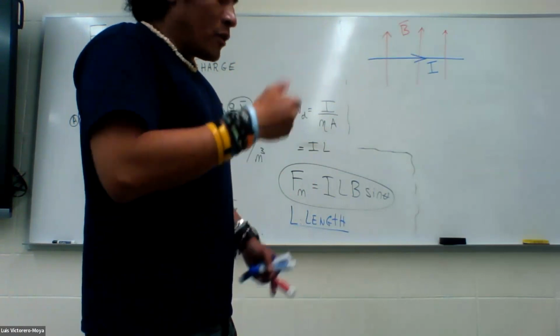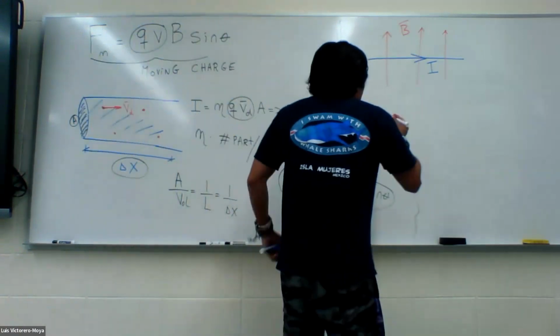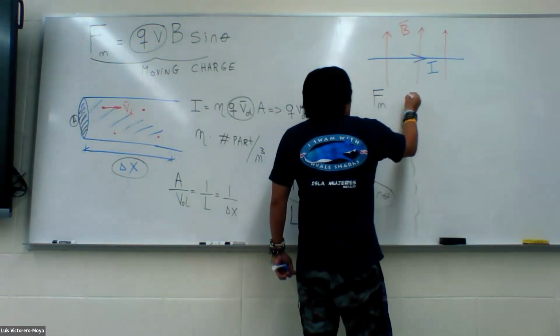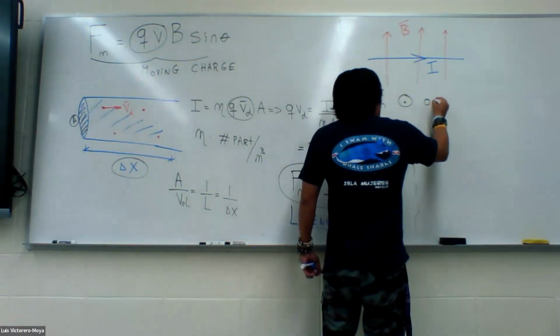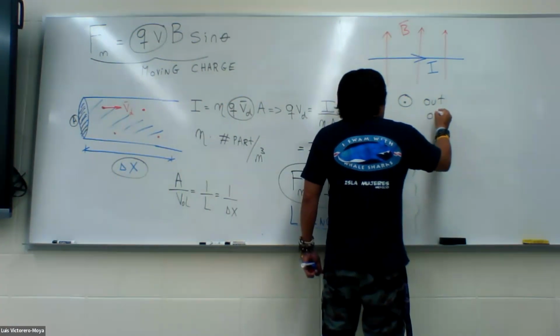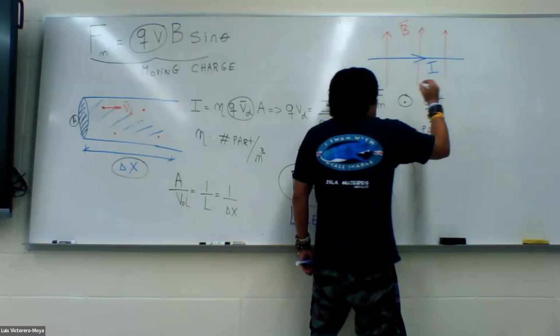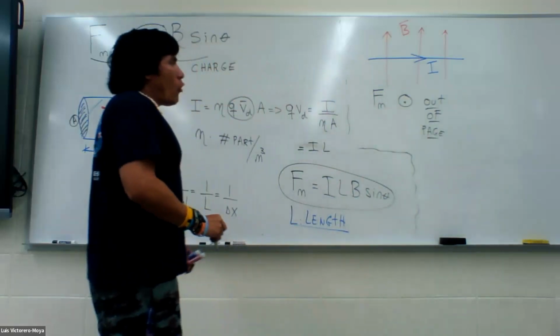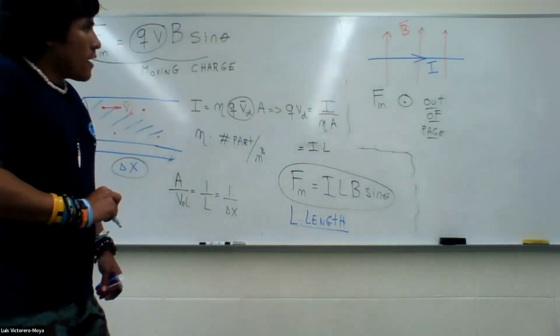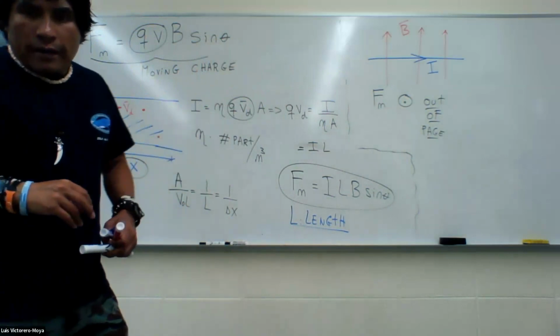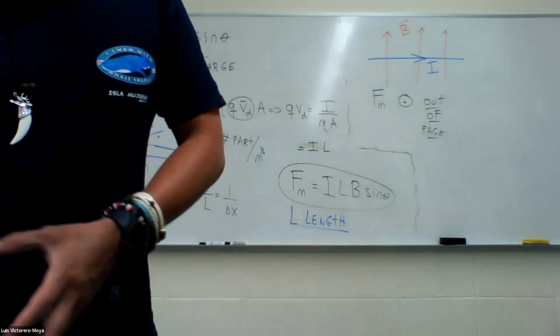Upwards towards you. So the magnetic force is out of the page. Right-hand rule for forces. All right, and that's the equation for it. All right, so let's do a few examples.